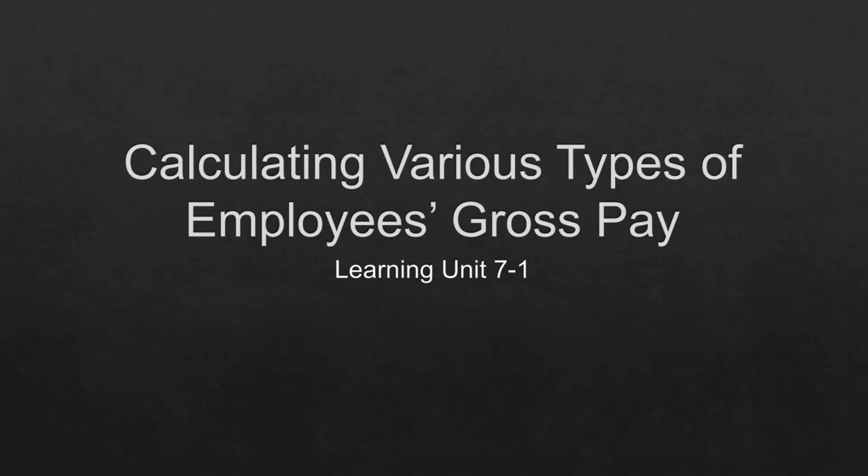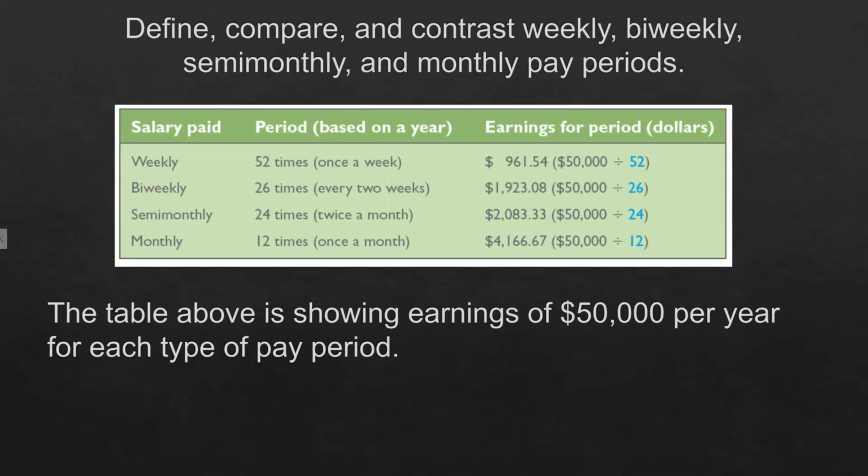This is section 7.1, and we are going to be calculating various types of employees' pay, or employees' gross pay, I guess I should say. And so let's talk about gross pay. Gross pay is the amount of money you earn before anything is withheld. And so when we're calculating gross pay, that's before taxes or insurance or any of those kind of things.